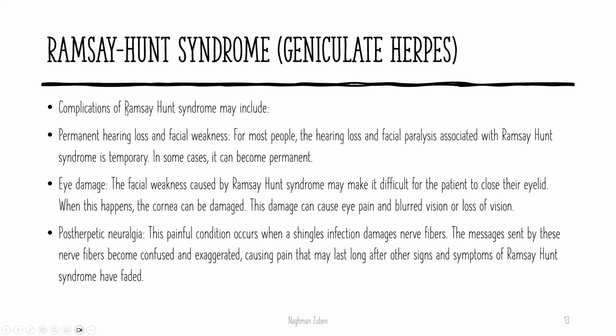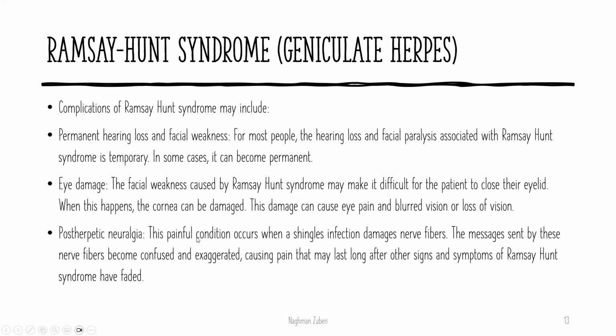If we look into the complications of Ramsay-Hunt syndrome, it may include permanent hearing loss and facial weakness. For most people, the hearing loss and facial paralysis associated with Ramsay-Hunt syndrome are temporary, but they could become permanent in some cases. Eye damage: the facial weakness caused by Ramsay-Hunt syndrome may make it difficult for the patient to close their eyelids. If that happens, there would be chances of corneal damage, which may lead to blurriness of vision or even loss of vision.